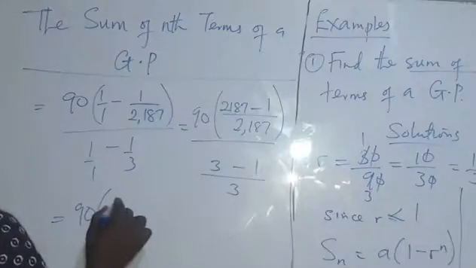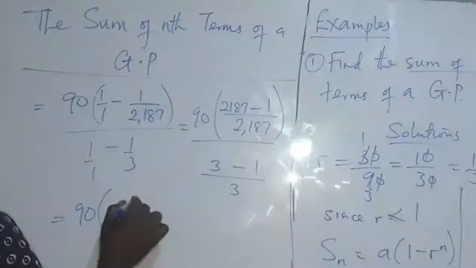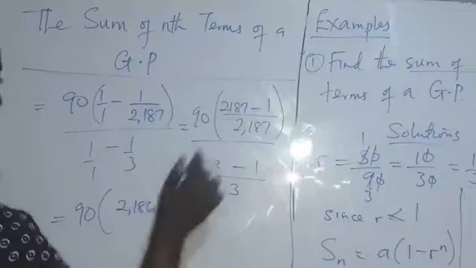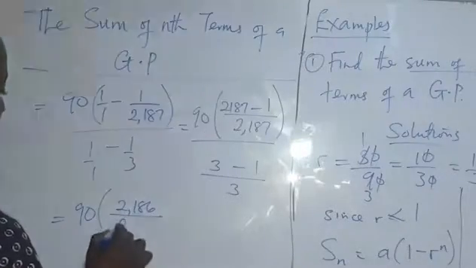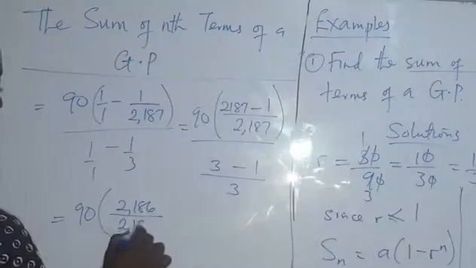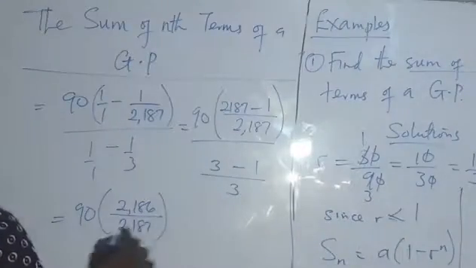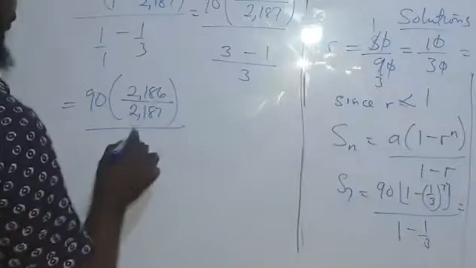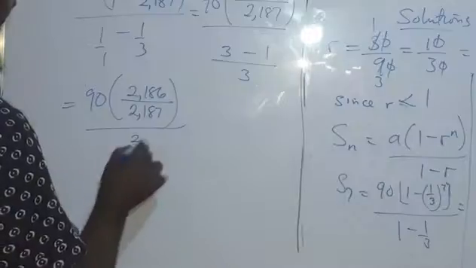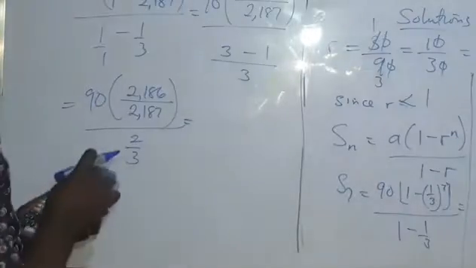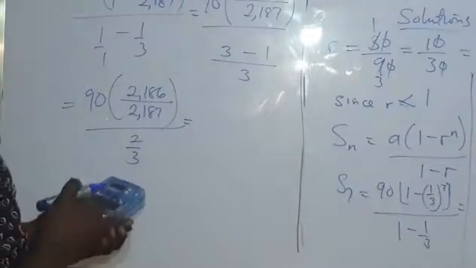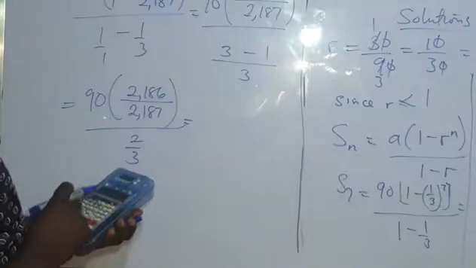Then this one will give us 2,186 when you subtract 1, divided by 2,187. Everything divided by 2 all over 3, which we can write. So when you look at this one, 2,187.